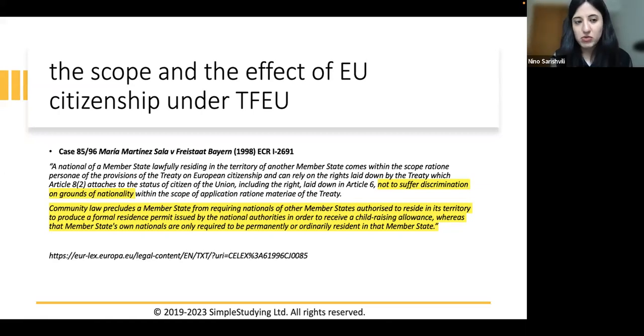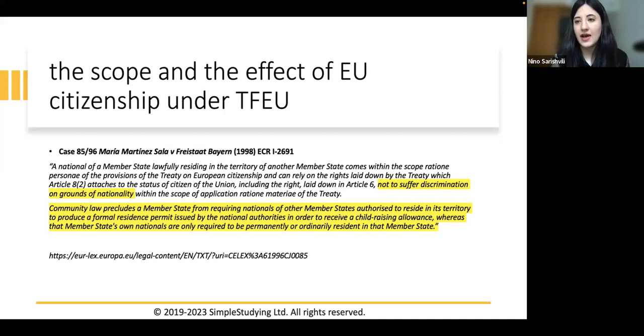This case is also important. Martinez Sala, a national of a member state lawfully residing in the territory of another member state, comes within the scope of rationale and the provision of the Treaty on European Citizenship and can rely on the rights laid down by the treaty, which Article 8 attaches to the status of the citizen of the Union, including the right laid down in Article 6 not to suffer discrimination on the grounds of nationality.